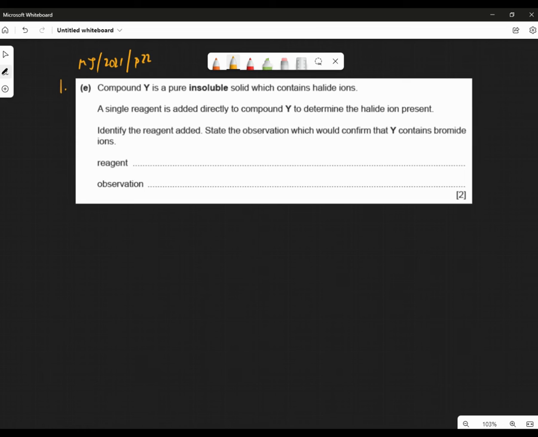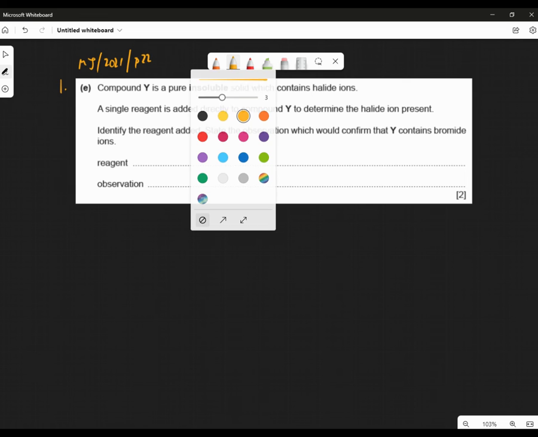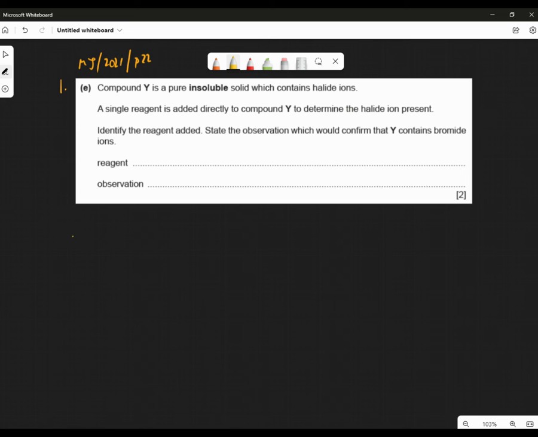Compound Y is a pure insoluble salt solid, which contains halide ions. A single reagent is added directly to Y to determine the halide ion present. Identify the reagent, and what would you see? Now, believe it or not, there's a lot in this question, and I don't know whether you're totally familiar with all this stuff. This is group 7.